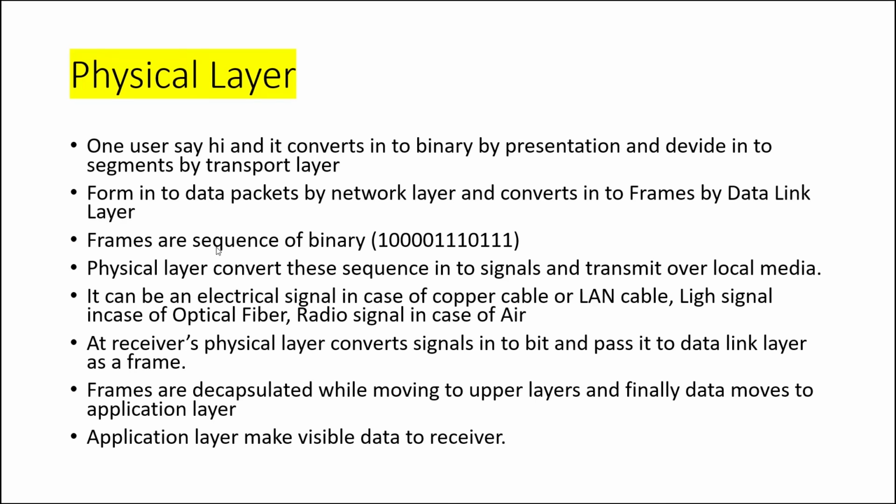Okay. Then these signals can be electrical signals, because the physical layer does the conversion of these binary sequences to a signal. It may be an electrical signal, it may be a light signal, it may be a radio signal. So then it sends these signals using local media. It may be a LAN cable, it may be an optical fiber line, it may be air. So then on the receiver side, they receive data in the form of a signal.